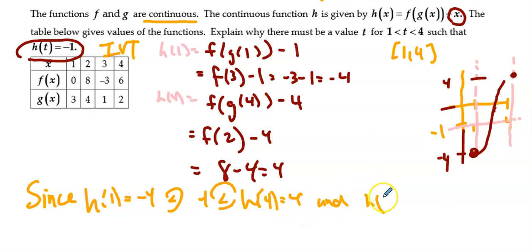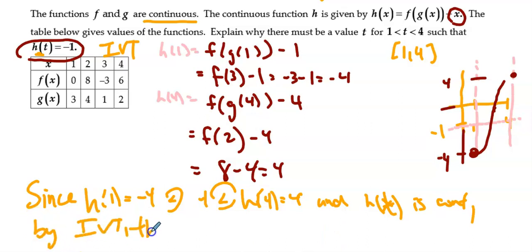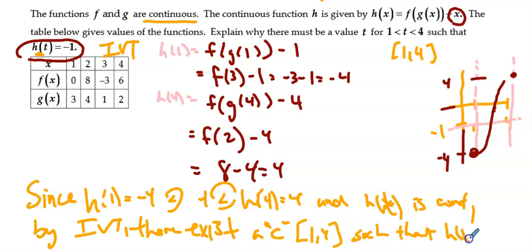I'm not editing it out, because that is a mistake that a lot of people make. Since h, because we're talking about the function h, and h of x or x of t is continuous, right? We always got to say that part because, again, by IVT, there exists a c on the interval from 1 to 4 such that h of t is equal to 1.